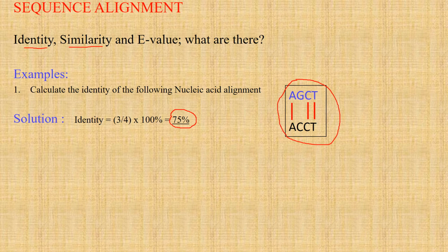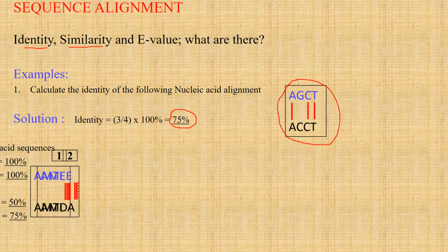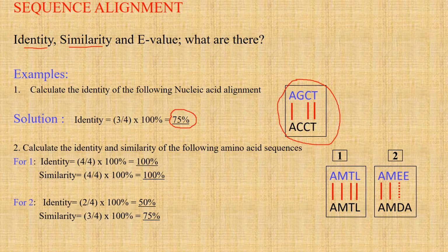Okay. So our query sequence is 75% identical to our subject sequence. Now let's take a second example, this time with amino acid sequences. This second example says, calculate the identity and the similarity of the following amino acid sequences. This is case one, this amino acid sequence. For identity, A is identical to this, so we have 1, 2, 3, 4, four identical amino acids, all over 4, the total number of residues in the query sequence, so it's 4 over 4 times 100, which is 100%. You can actually see from here, because our query sequence is directly identical to our subject sequence, so its identity is 100%.